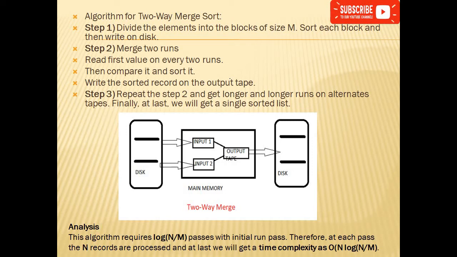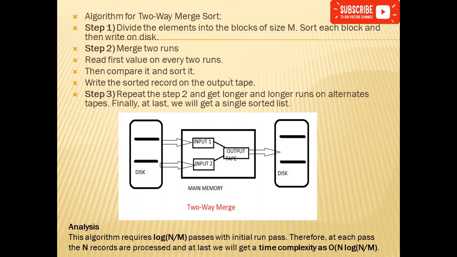How is it going to merge? Read the first value of each of the 2 runs, then compare and sort them, and write the sorted record to the output tape. When you get 2 runs, that means 2 separate files. From these 2 separate files, we take the first value and compare them. The one with the lower value is kept first, the one with the higher value is kept next, and we repeat the same step 2 until we get the final data.